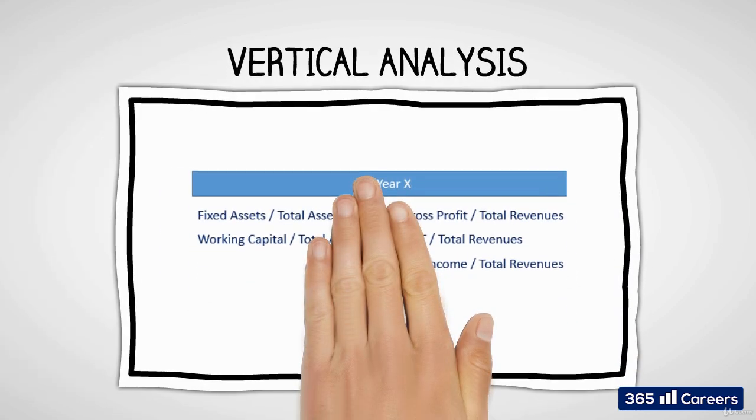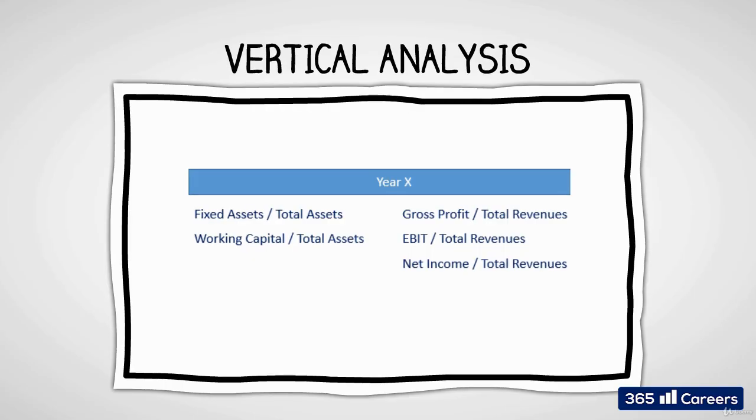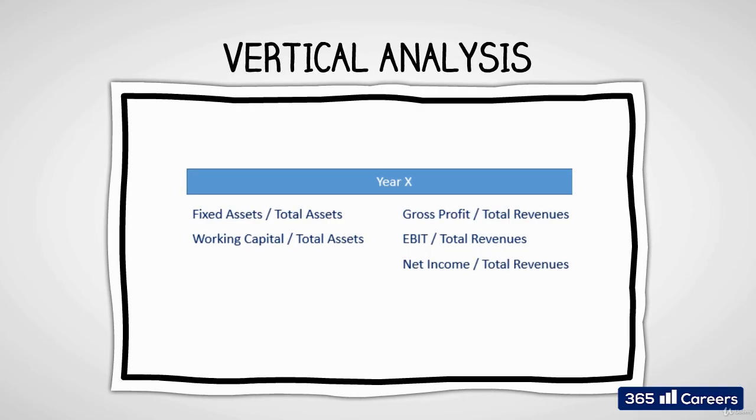On the other hand, vertical analysis involves the numbers from the same accounting period. Each item is divided into a specified base, which is the 100% figure. In the balance sheet, this base is usually the value of total assets, while in the income statement, this is the total revenues figure.